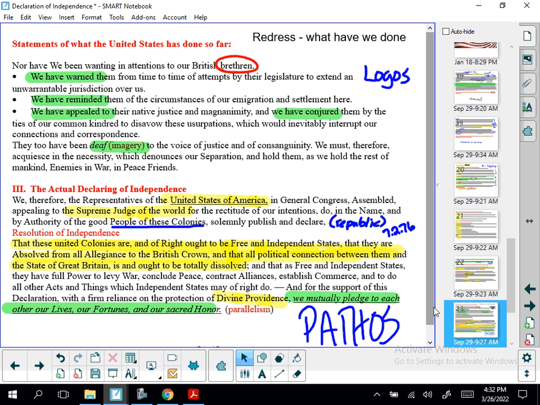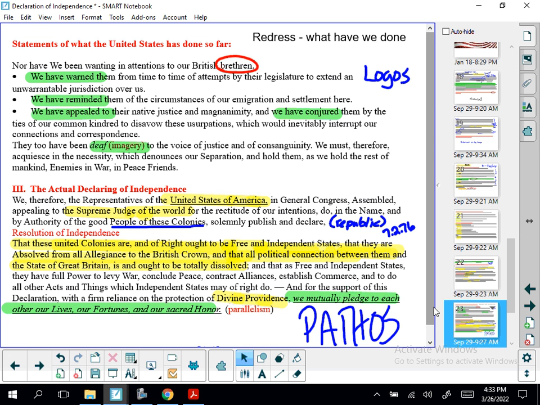And for the support of this declaration, and with a firm reliance on the protection of divine providence, we mutually pledge to each other our lives, our fortune, and our sacred honor. And there's some more pathos. So notice the yellow. The yellow is the Declaration of Independence. That actually is declaring what's happening. And notice the pathos of connecting it to this is a God thing.